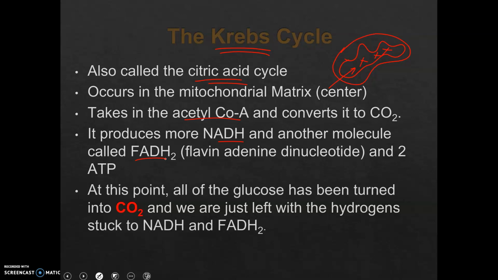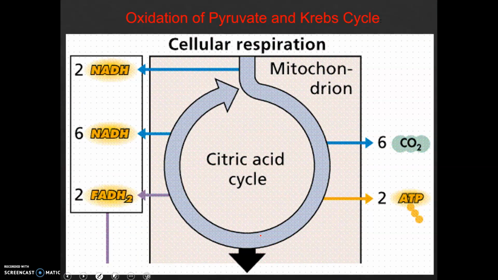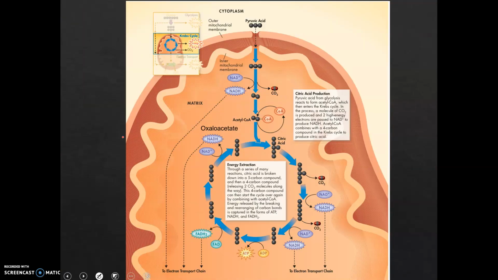So at this point, all of the glucose has been turned into carbon dioxide, and what's left is NADH and FADH2. That's what's going to go to our very last step. Is going to be these two coenzymes with all these hydrogens from the glucose. All right. So to summarize, this is showing the Krebs cycle in the mitochondria, or the citric acid cycle. This is the oxidation of pyruvate step. And then they're showing, you're not going to be responsible for knowing the numbers, but it makes a bunch of NADHs. All of these hydrogens are going to be important in the very last step.